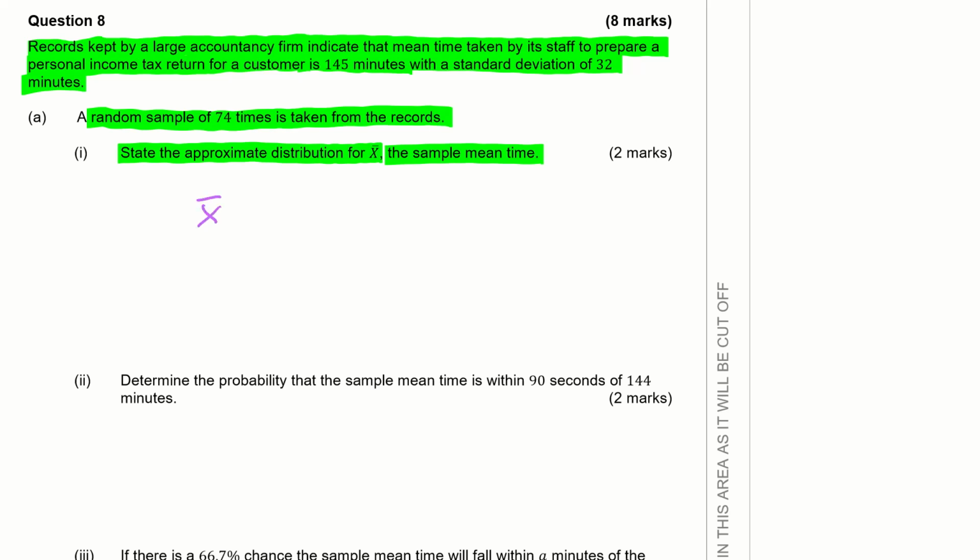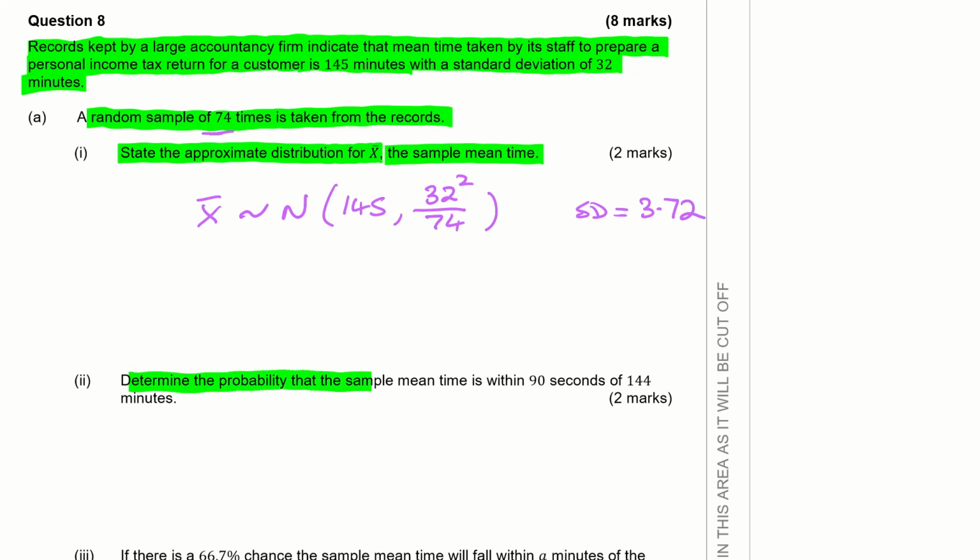So x bar would be approximately normal with a mean of 145 and a variance of 32 squared divided by 74. 74 is the number in the sample. And that means the standard deviation is 3.72 if we calculate it, 32 over root 74.